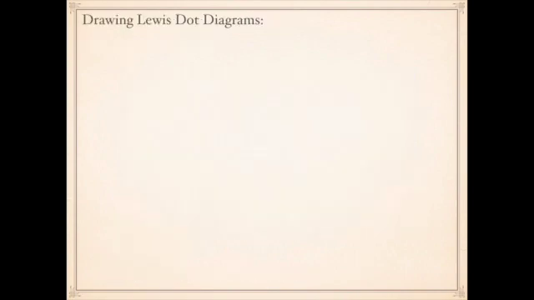So you're going to learn in this video how to create Lewis dot diagrams. There are specific steps that you need to take to make sure that you're doing it correctly. And the steps are CSLC. So let's look at each of these. C stands for count the number of valence electrons. So we'll look at that in just 1 second.